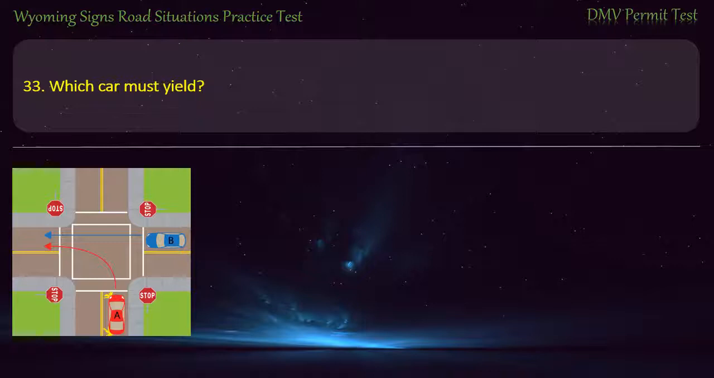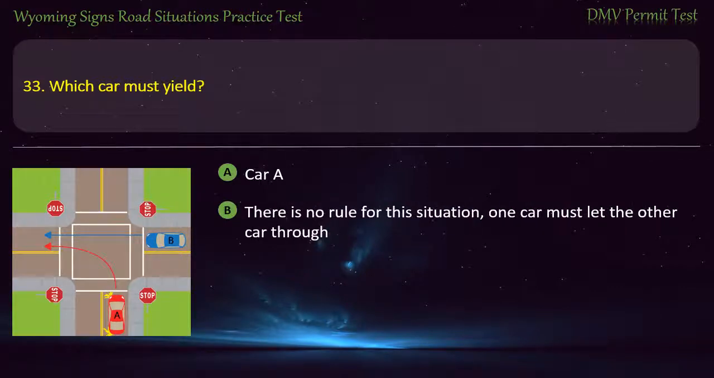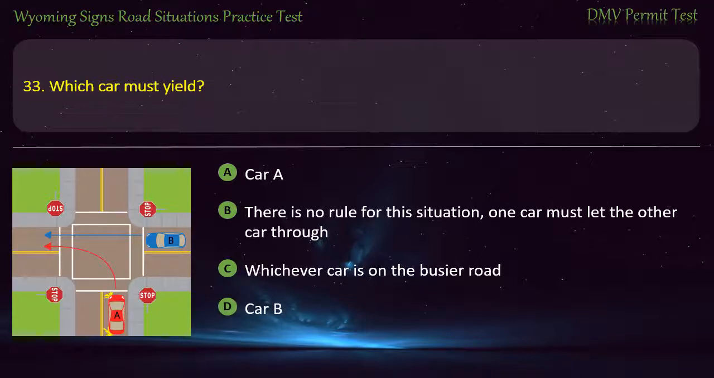Question 33. Which car must yield? Car A. There is no rule for this situation. One car must let the other car through. Whichever car is on the busier road. Car B. Answer. Car A.